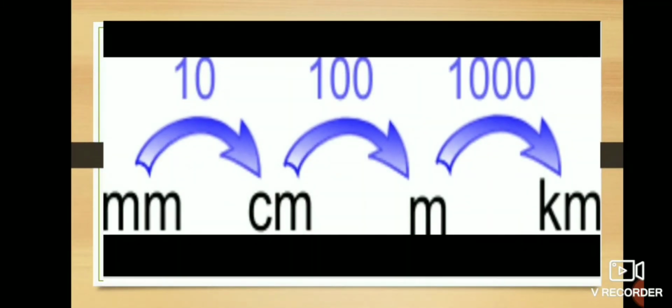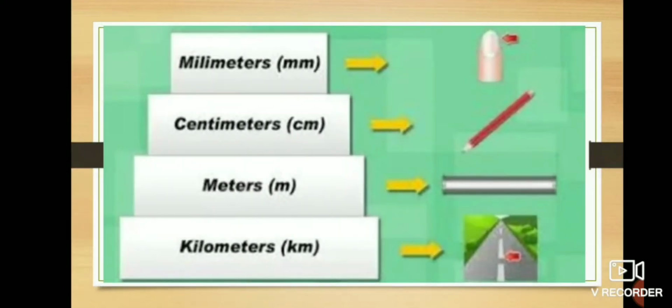And we know 10 millimeter will make 1 centimeter, 100 centimeter will make 1 meter, and 1000 meter will make 1 kilometer. Look at the chart. Millimeter is the lowest one. We use millimeter to measure the length of our nail, centimeter to measure the length of a pencil, meters to measure the length of a table, kilometers to measure the length of roads. So the highest one is kilometer and the lowest one is millimeter.